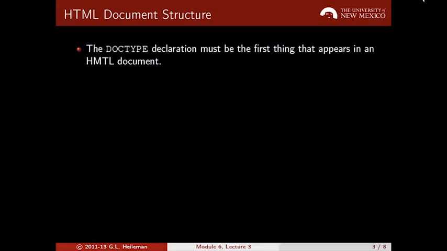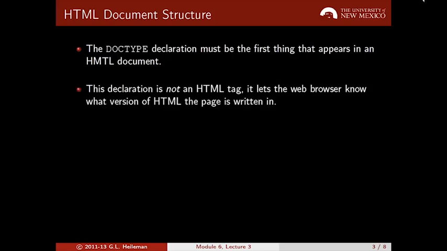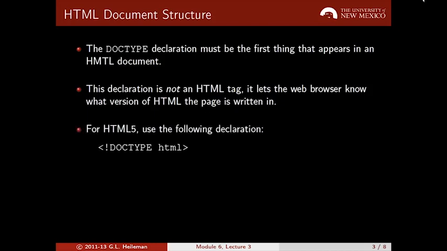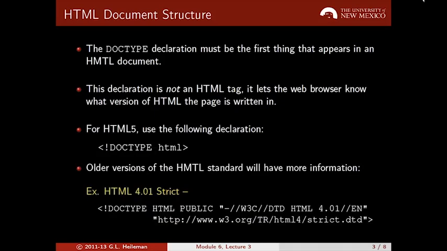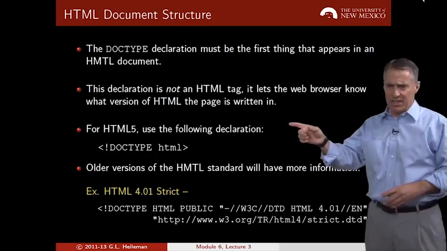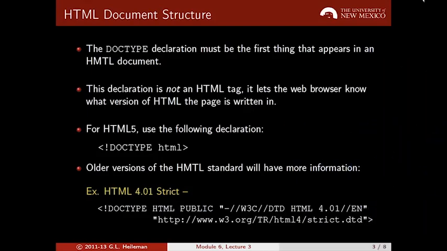So this doctype declaration, as I've already said, must be the first thing that appears, but it's not an actual HTML element. And notice there's no end tag associated with that as well. For HTML5, this is all you need. If you look at some web pages with older versions, you'll see something like this: doctype HTML public and this data description language. That's for HTML4 and previous versions. You'll see this is very simple though for HTML5. It's just doctype HTML.